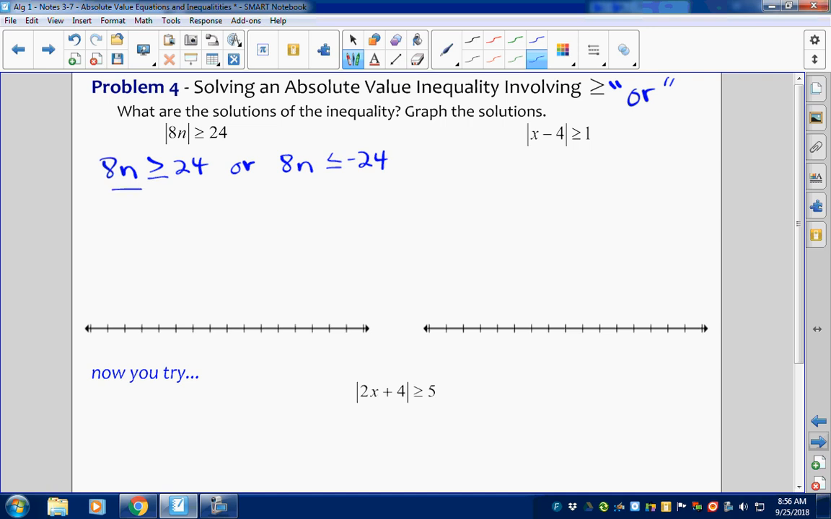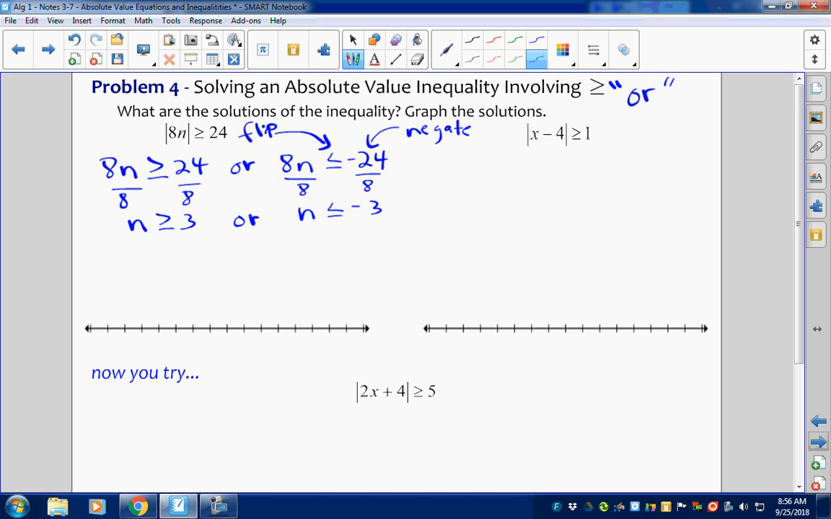Divide by 8, divide by 8. So n is greater than or equal to 3, or divide by 8, divide by 8. N is less than or equal to negative 3. So notice I flip this and I negate this. And so just make a note of that. You got to flip the inequality and negate. Because of the fact that when we divide by a negative or multiply by a negative, you have to reverse or flip the inequality. So I'm considering like the positive and negative cases here.